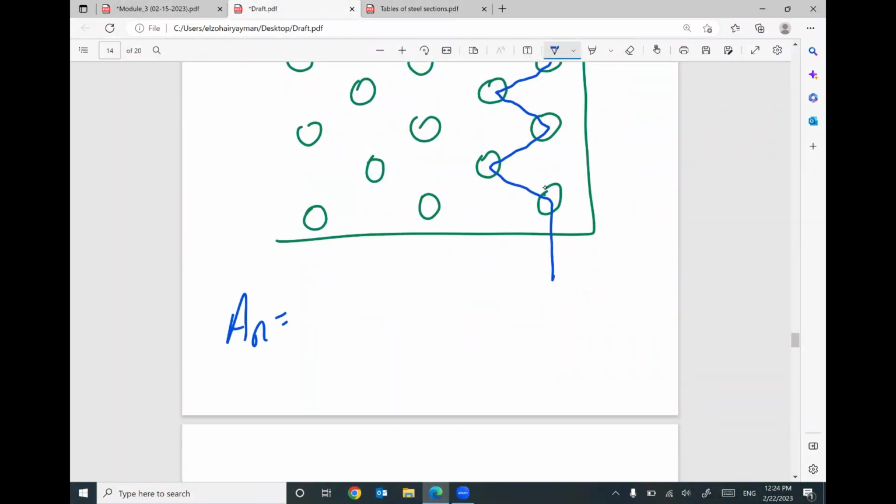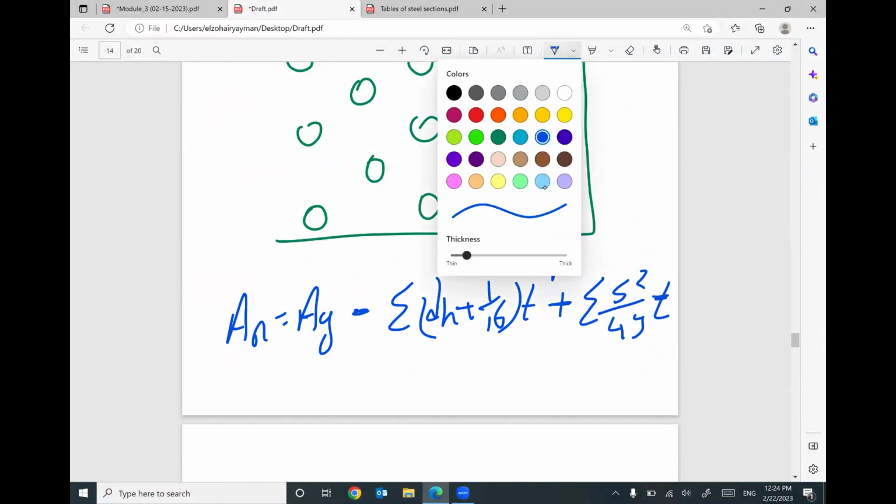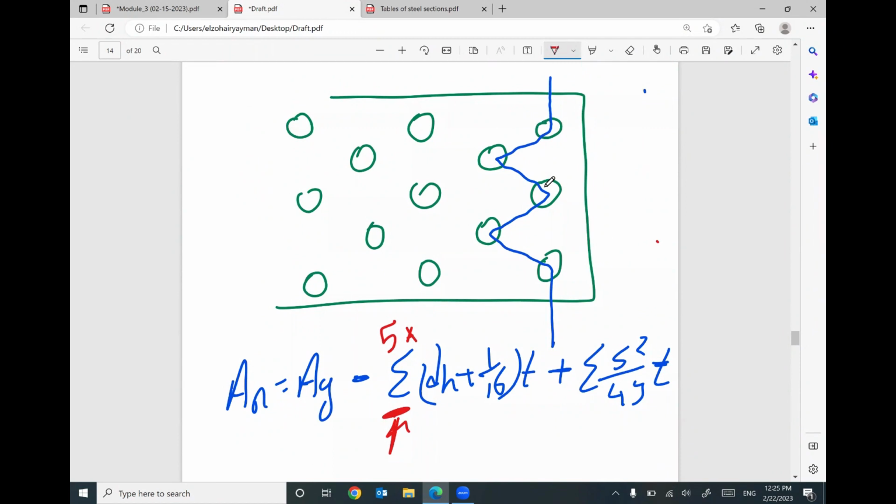Area net equal area gross minus summation d whole plus 1/16 times thickness plus summation s squared divided by 4g times thickness. The first summation here will be 5. How many bolts, how many openings, how many holes in your cross section? 5. But for this one, how many inclined members? We have 1, 2, 3, 4. So this summation will be 4. That makes sense? That makes sense.